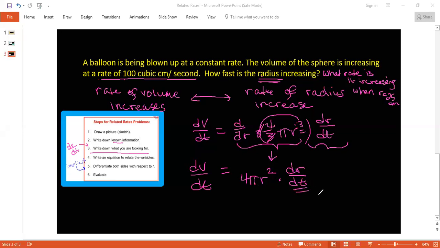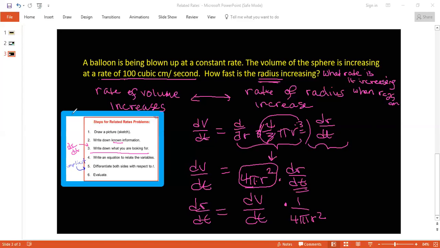But I want to get this alone. So to get this alone, I've got to divide by this part right here. So I'll end up getting dr/dt is equal to dV/dt times, and I'm going to divide it, right? So that's going to be 1/(4 pi r squared).